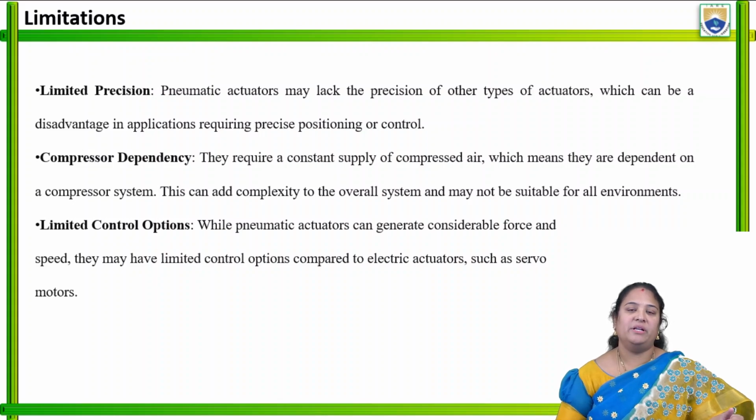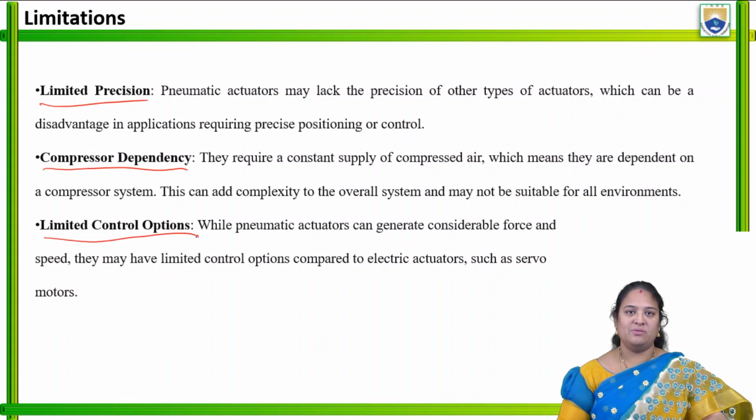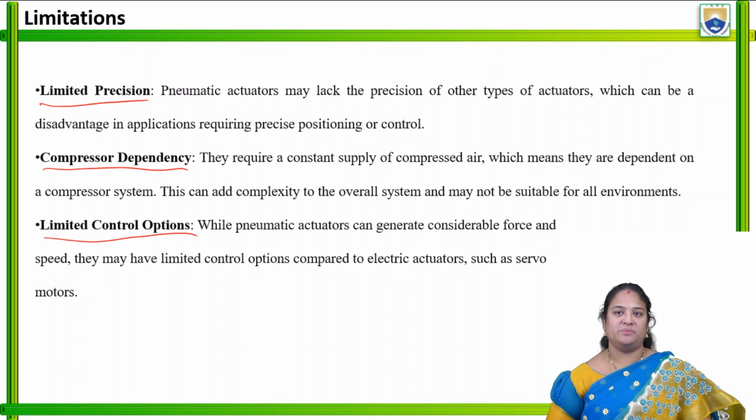Next, coming to the limitations. What are the limitations of using this pneumatic actuator in robots? First is limited precision. Second is compressor dependency and limited control options. What do we mean by limited precision?